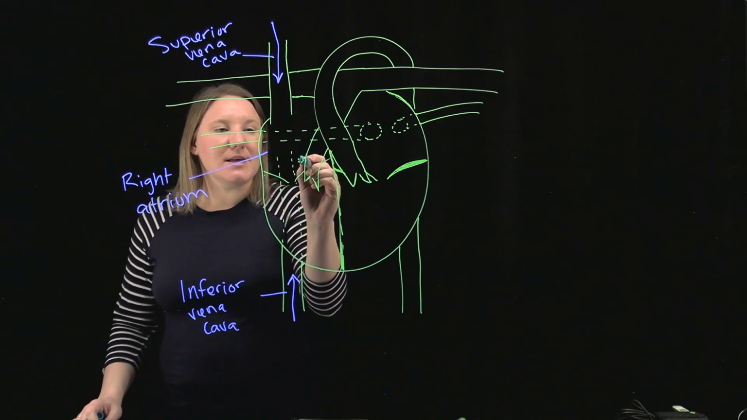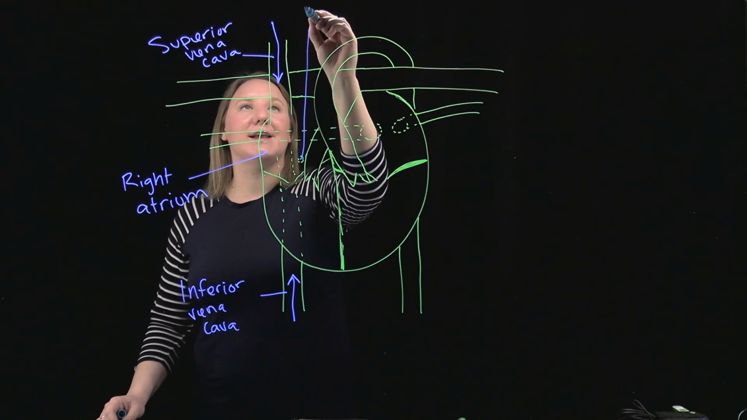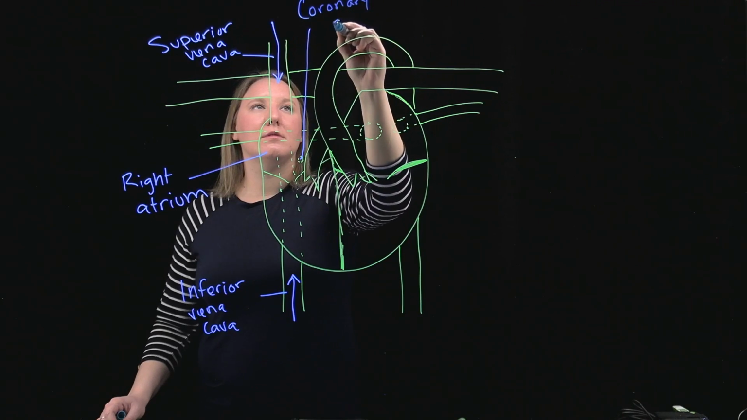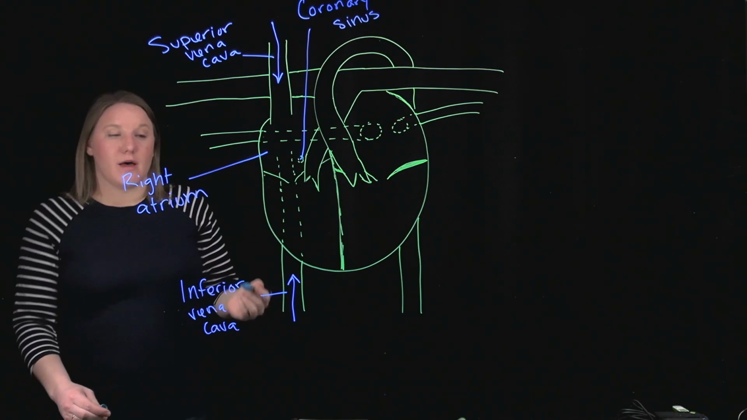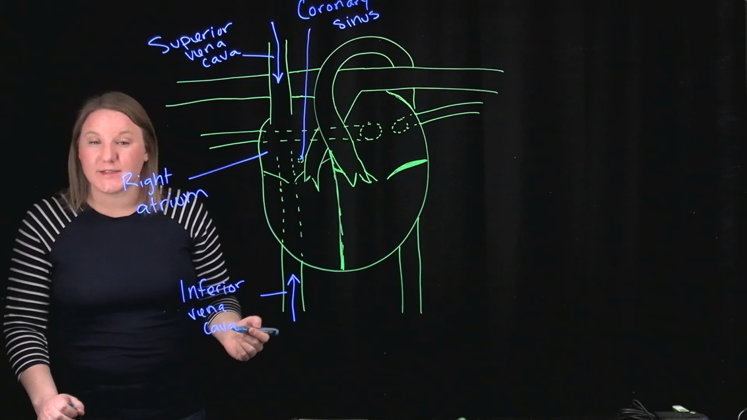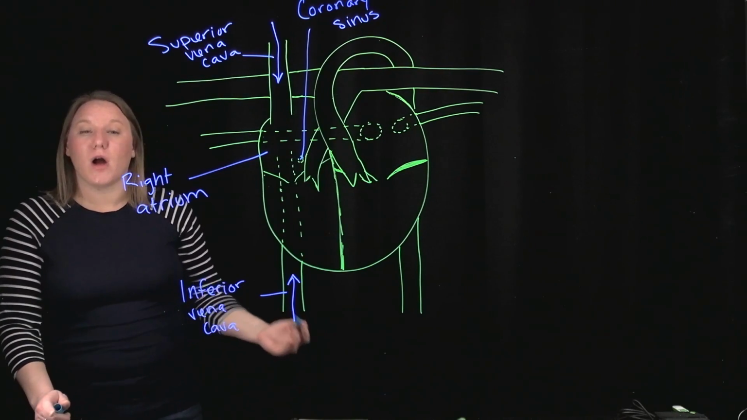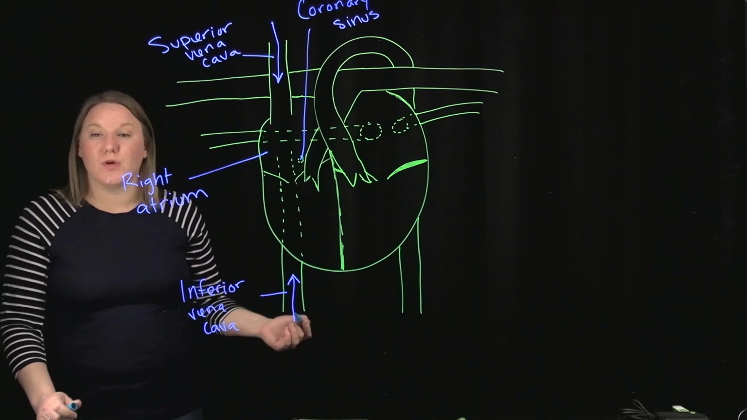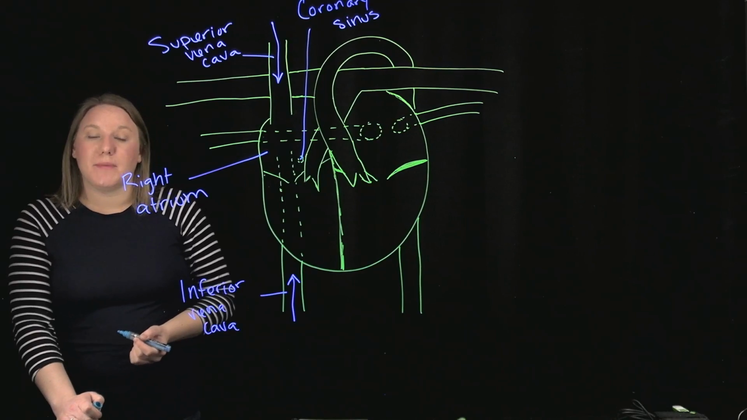And then this little circle right here, this is showing us the coronary sinus. This is the blood that was pumped to the heart in the coronary arteries and used to provide oxygen and nutrients to the myocardium, to the heart itself. That blood is then going to come into cardiac veins and eventually the coronary sinus, which will dump into the right atrium.